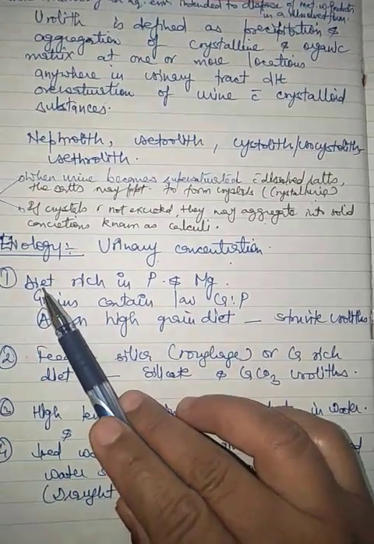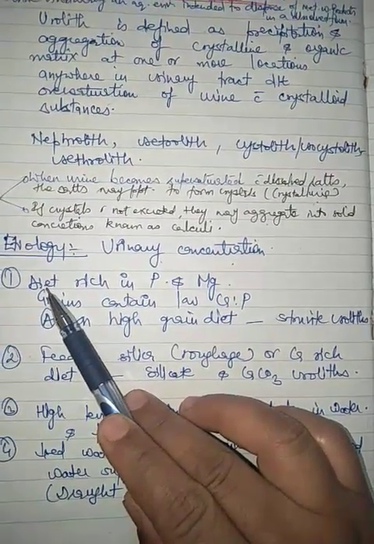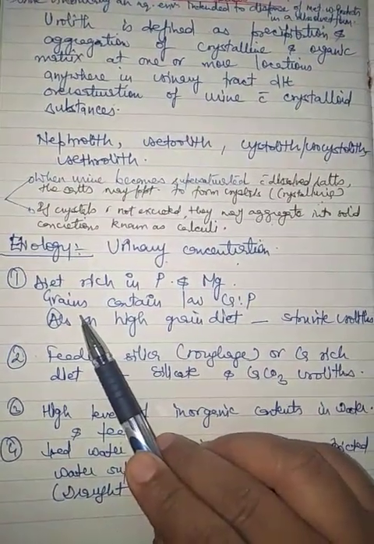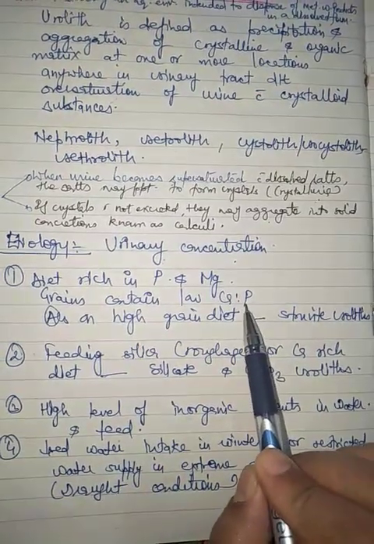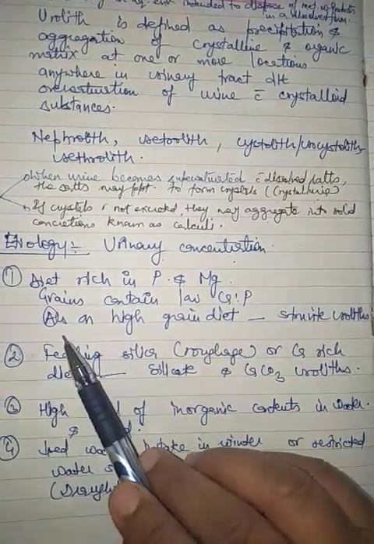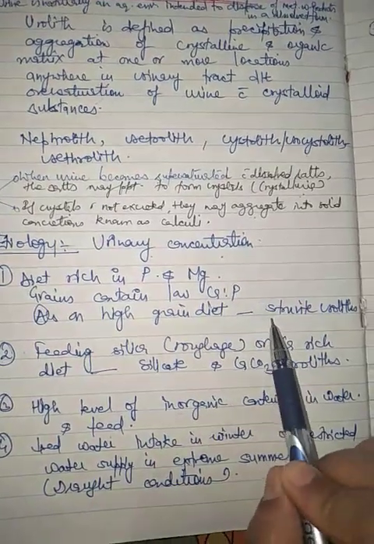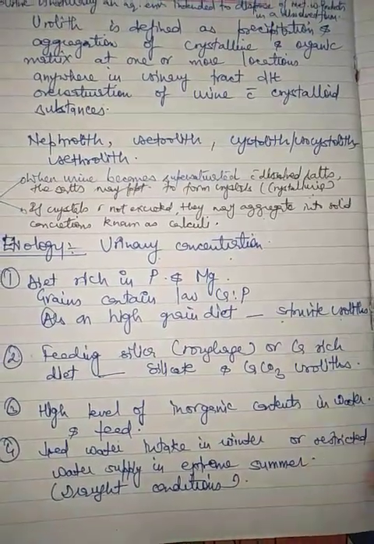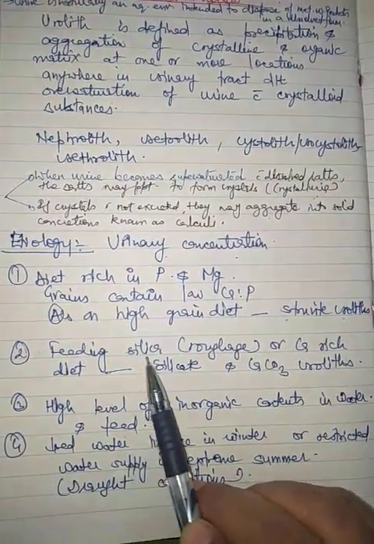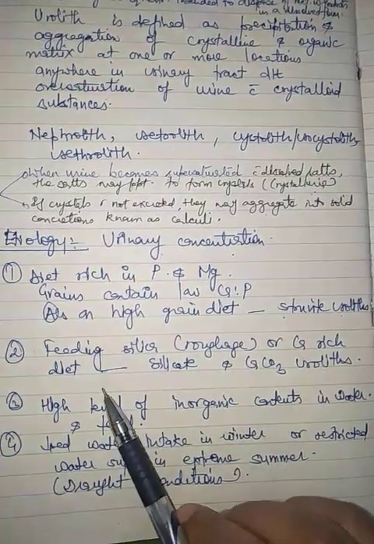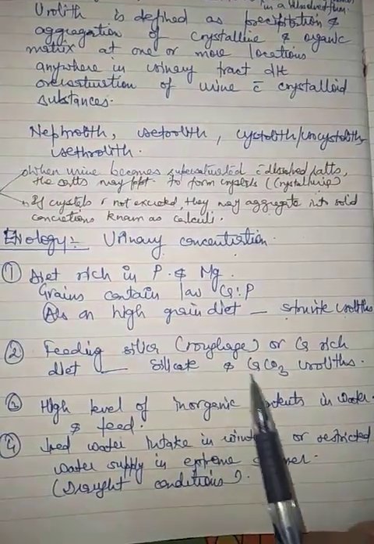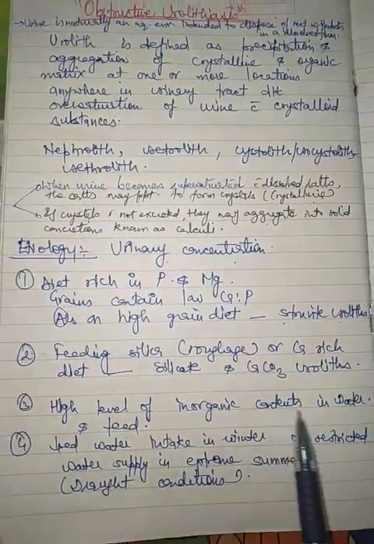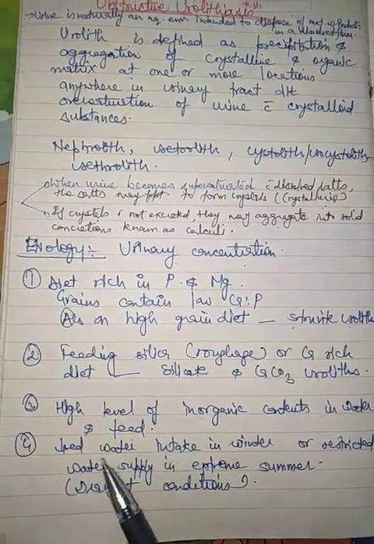Here we can see that if we feed the animal a diet rich in phosphorus and magnesium, such as grains, which contain low calcium and high phosphorus, the animals on a high grain diet form struvite uroliths. We will see each and every stone later on. Then feeding silica, that is roughage, or a calcium rich diet, leads to silicate stones or calcium carbonate uroliths.